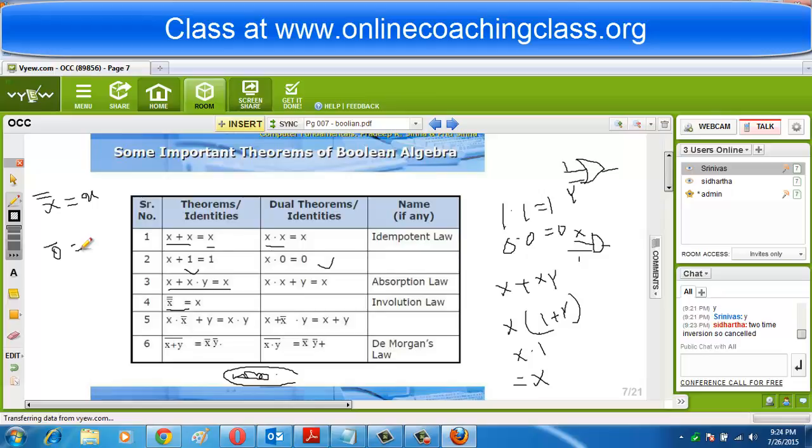Two times inverse means cancel, but how it comes, just see. What will be the value of 0 bar? 1. How did we get that? Bar means a NOT gate, so the output will be the opposite of 0, which is 1. Now again we have to do the bar because double bar is there, then the output will be 0. So first we took the value of x as 0. Then x double bar is equal to what? Simply x. Clear?